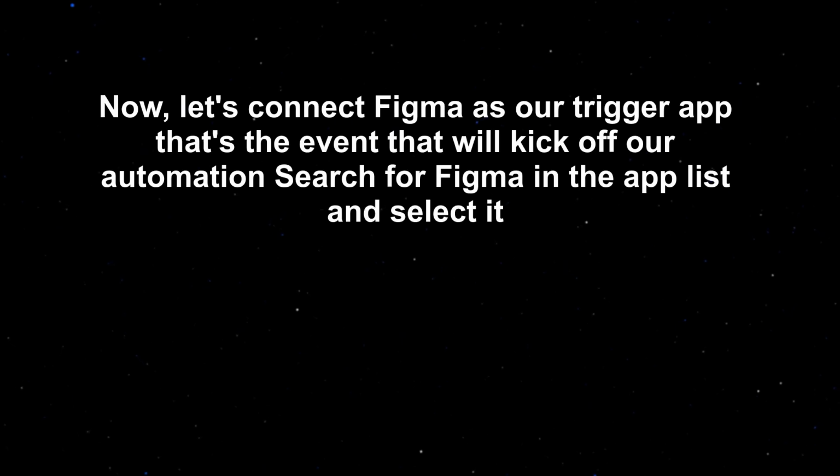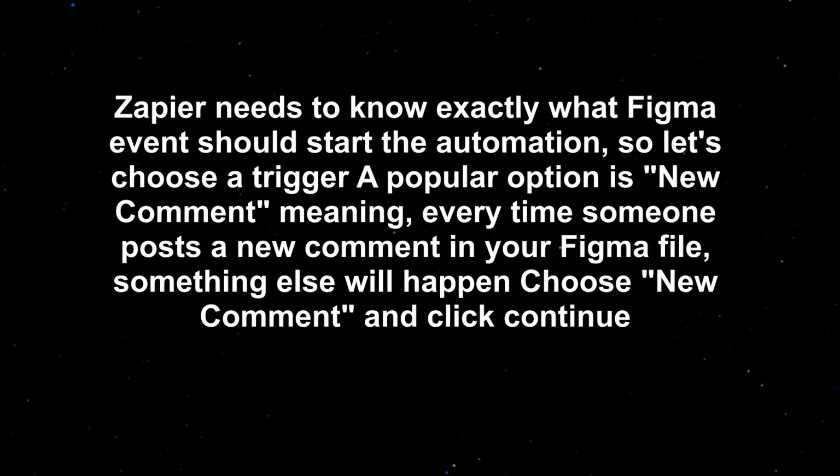Now, let's connect Figma as our trigger app. That's the event that will kick off our automation. Search for Figma in the app list and select it. Zapier needs to know exactly what Figma event should start the automation, so let's choose a trigger. A popular option is new comment, meaning every time someone posts a new comment in your Figma file, something else will happen. Choose new comment and click continue.